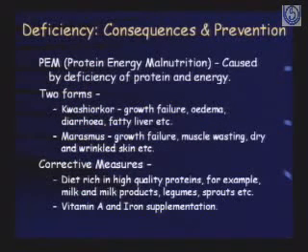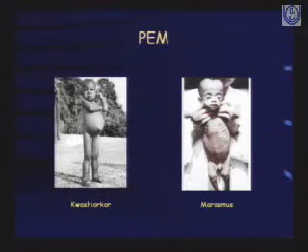Now coming to deficiencies and their consequences and prevention. One very important and widespread deficiency is protein energy malnutrition, which is caused by deficiency of protein and energy. There are two forms, kwashiorkor and marasmus. We can see the pictures of kwashiorkor here.